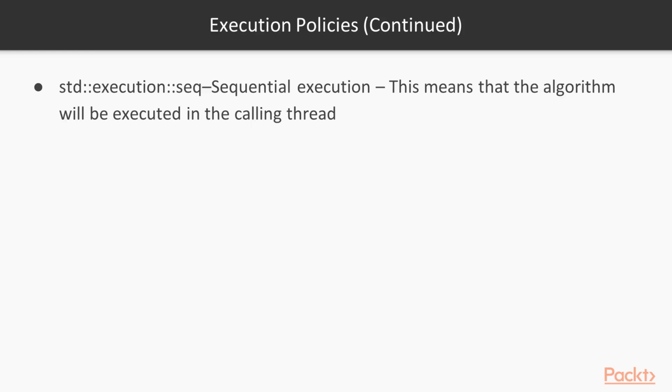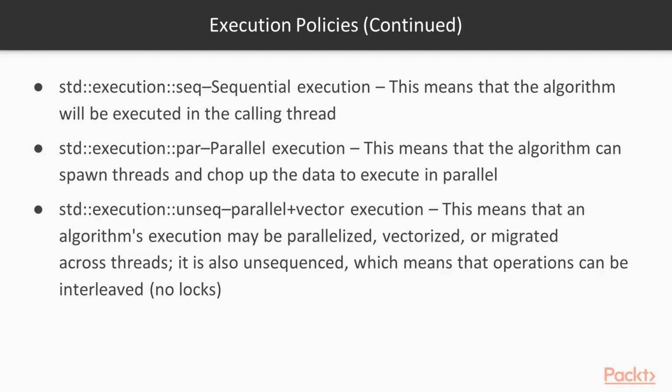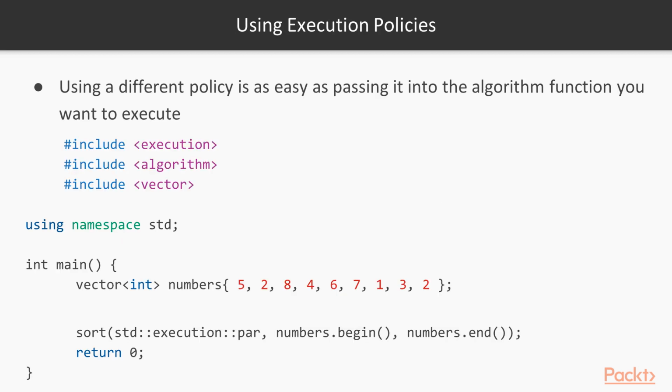They are sequential, parallel, and parallel plus vector. Sequential execution is just the normal or default execution. It will run the algorithm in the calling thread. Parallel execution means that the algorithm can spawn threads and chop up the data to execute in parallel, possibly resulting in faster execution. And parallel plus vector is an unsequenced parallel execution, which means that threads could be interleaved and data could be processed in any order and on any thread. Using a different policy should be as easy as passing it to the algorithm function that you want to execute, just like this example here.